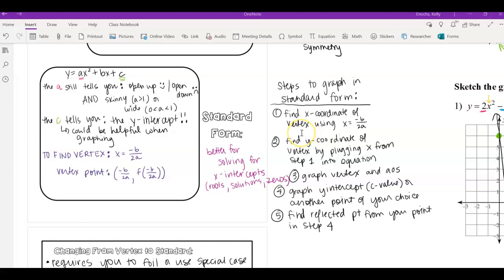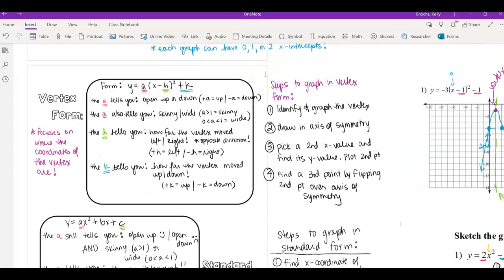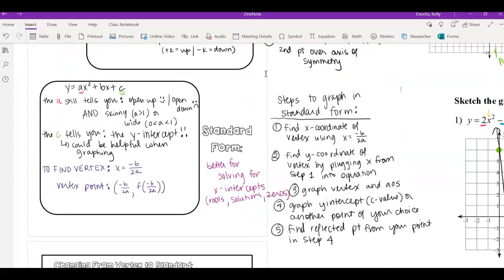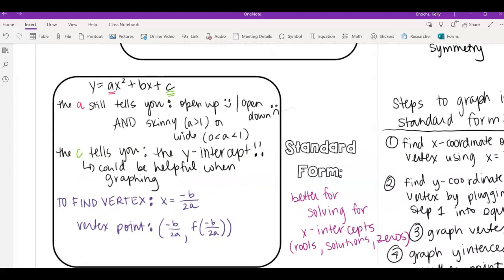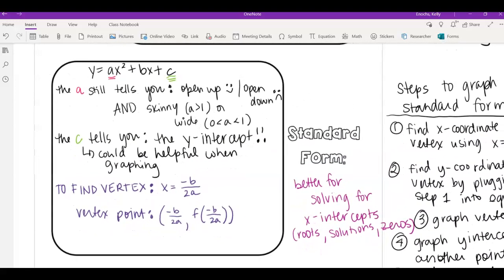Okay, everybody, we're going to finish up graphing today. If you remember, we talked last class about graphing in vertex form, and today I want to talk about graphing in standard form. First off, let's talk about why we have two forms.